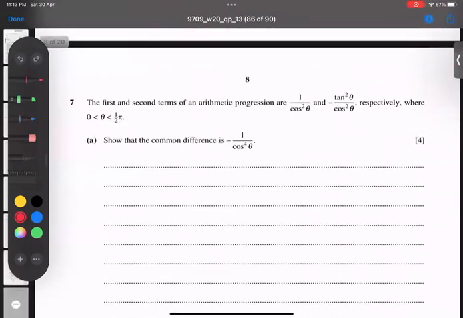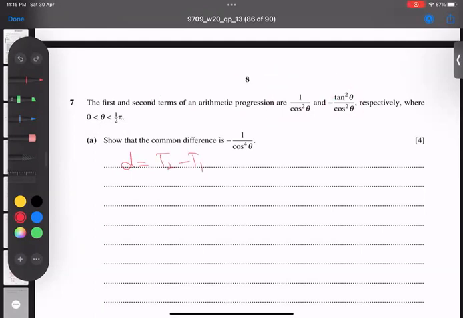So let's go for the next question. In this question, he is asking us that the first term is this, the second term is this, of an AP, arithmetic progression. And we have to find the common difference, because the first two terms are given. And what is the basic criterion of the common difference? The common difference formula is T2 minus T1. And this is T2 and this is T1.